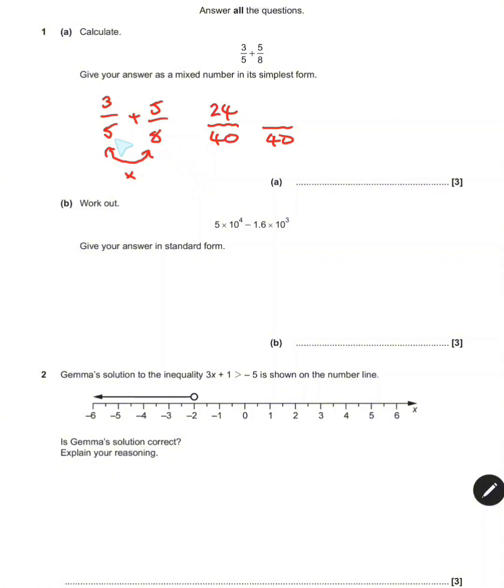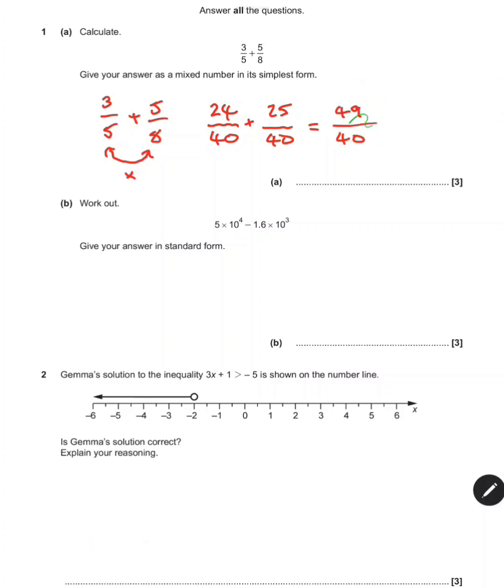I multiplied the 8 by 5 to get 40, so I'm going to multiply the 5 by 5 to get 25. And these are what we're going to add together. 24 40ths plus 25 40ths is still 40ths, and we just add the numerators, we get 49 40ths.